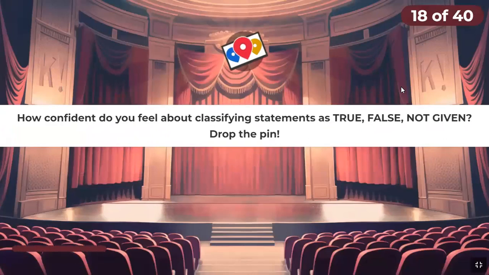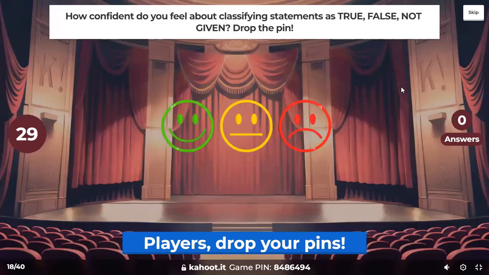Now, we talked about true, false, not given. How confident do you feel about classifying statements as true, false, not given, so that we can start the lesson? Drop the pin. Look at the faces. So this is cool, this is so-so, and this is no. This is very difficult.